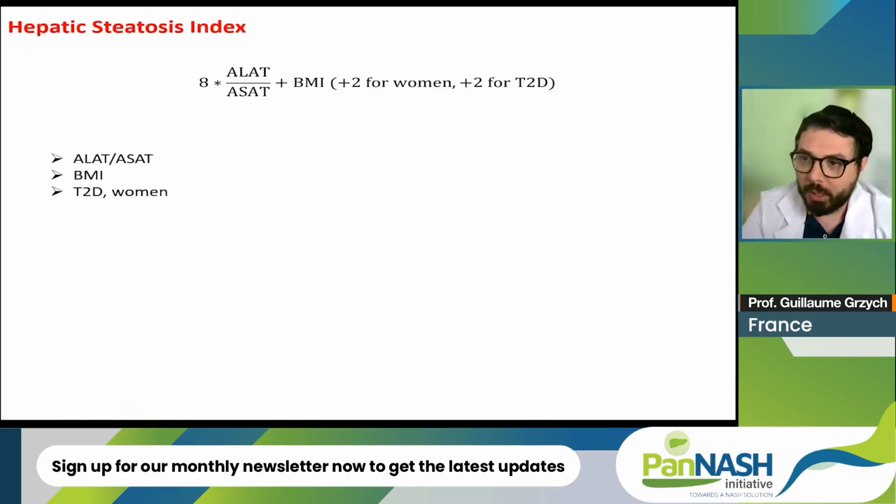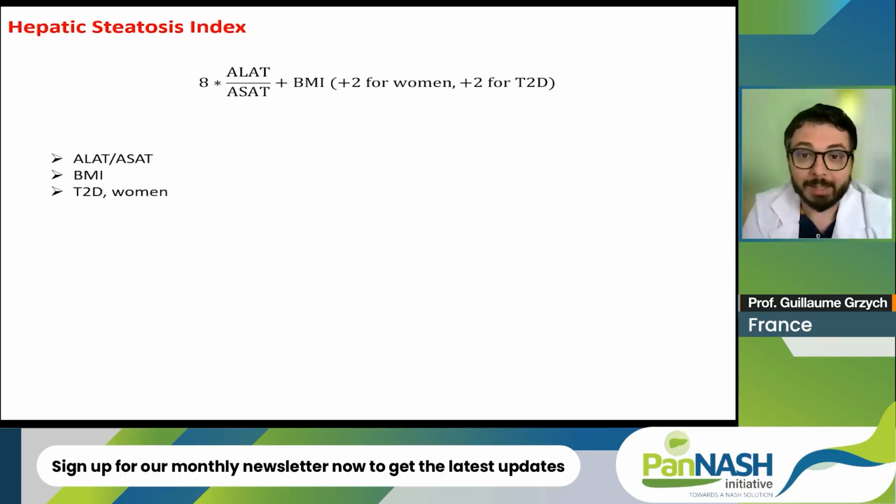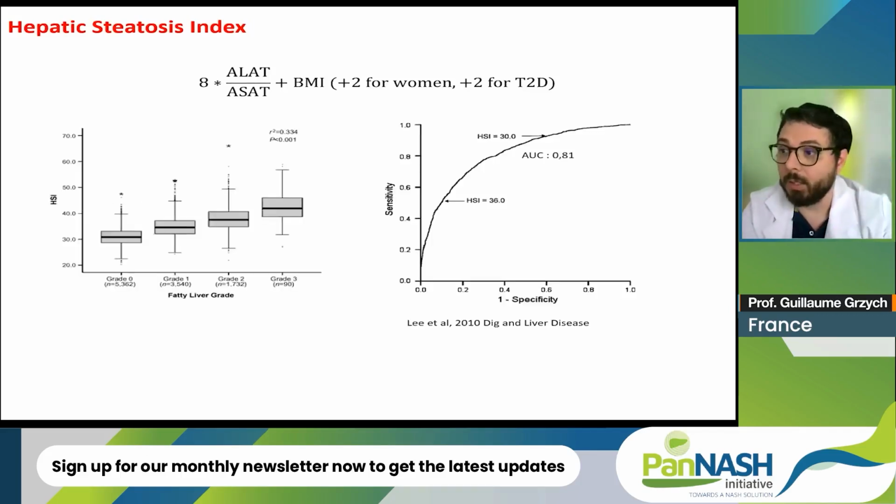Here is also a third combination score called the Hepatic Steatosis Index. This time you have the measurement of the aminotransferase, ALAT, and also the BMI. And after that, the status of type 2 diabetes, and the sex of the patient. When you are a woman and when you have diabetes, the score increases. So as I said at the beginning, it depends on the pathophysiology of NAFLD. When you have diabetes, you increase the risk of having steatosis. And in terms of performance, it's the same as fatty liver index.